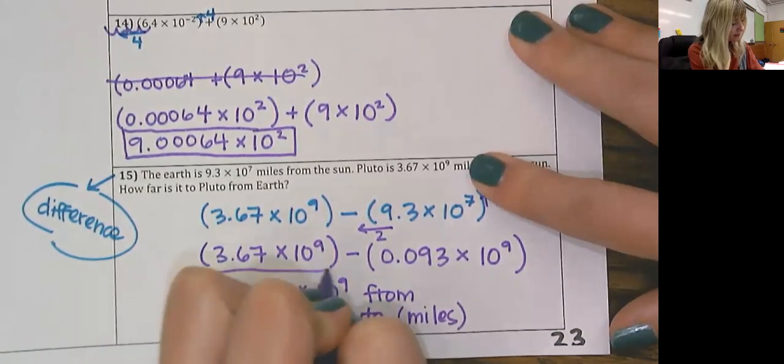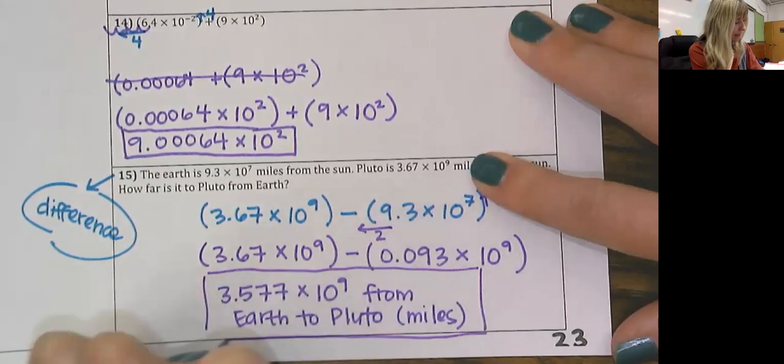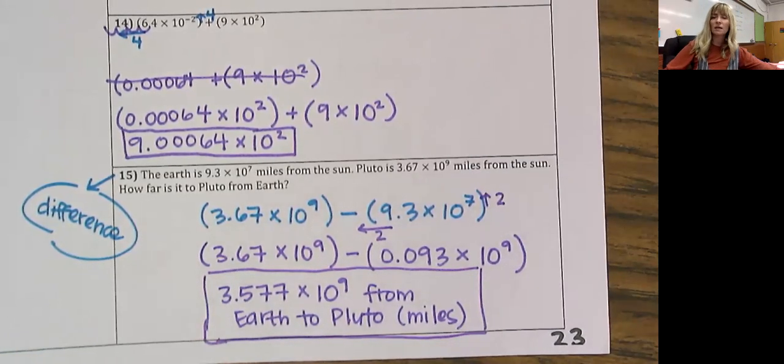So the idea here is when you are adding and subtracting in scientific notation, you must line up the place values. And the way that we do that is we make the powers of 10 the same. You're going to practice that a lot. Ask your math teacher questions. You can do this.